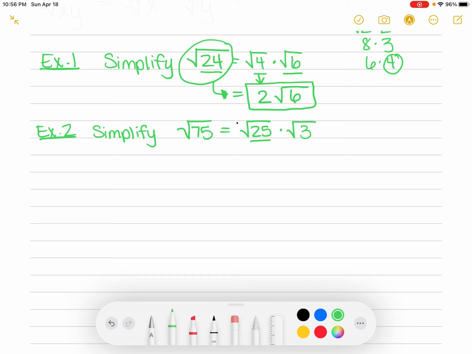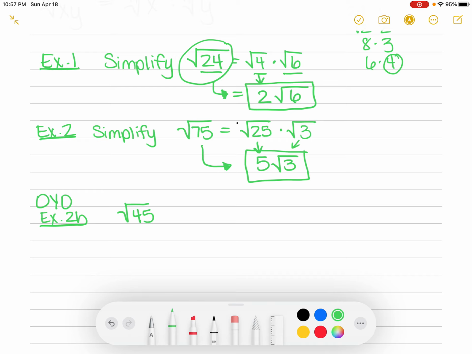Okay, so now that I know that 25 times 3 is 75, I can do the square root of 25, which is 5, and then the square root of 3 does not change because it doesn't have a square in it. It has to have a square in it for you to simplify it, right? So there's my answer. So the square root of 75 is 5 times the square root of 3. Okay, the next one is on your own. I'm going to have you do example, we're going to call it 2B, okay? And I want you to simplify the square root of 45.